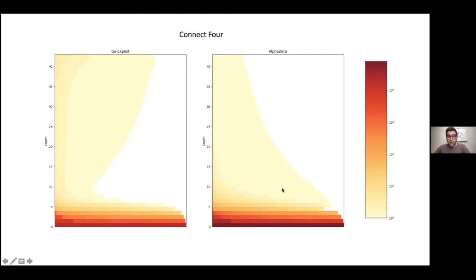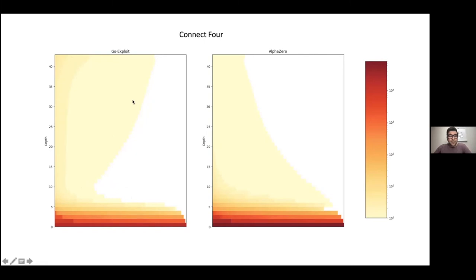But then as we get deeper into the game, we see that AlphaZero visits fewer and fewer states, and the states that it does visit are only visited once. So if we compare that to Go Exploit, initially it also sees the majority of states, but if we get to this region here, it sees much fewer states compared to AlphaZero. And that makes sense because when the start states of trajectories are sampled from the archive, they're often deeper in the game tree. So that's why Go Exploit sees many more states deeper in the game tree compared to AlphaZero.